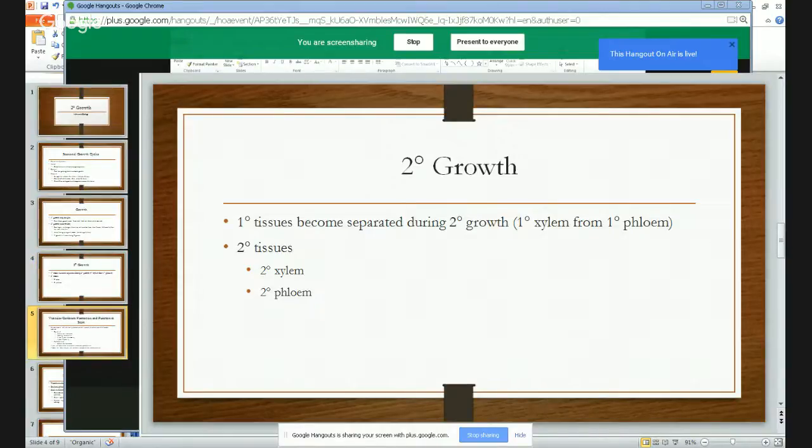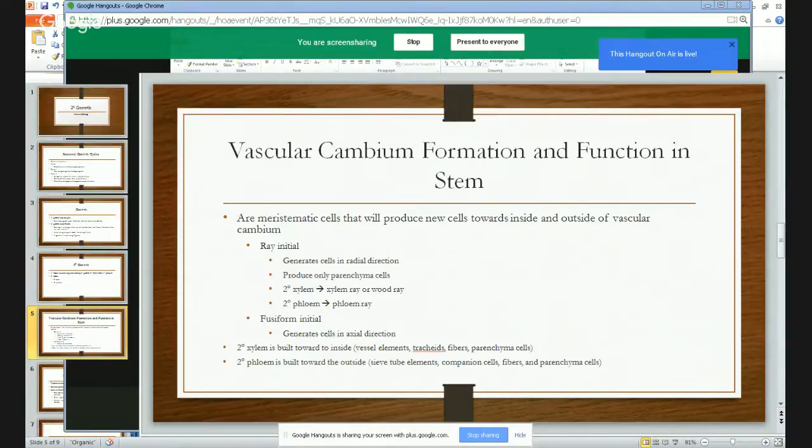The vascular cambium. This is a layer of cells that are meristematic, so they can produce more cells. They're of the meristem type, so they're going to make other types of cells, I guess would be a better word.